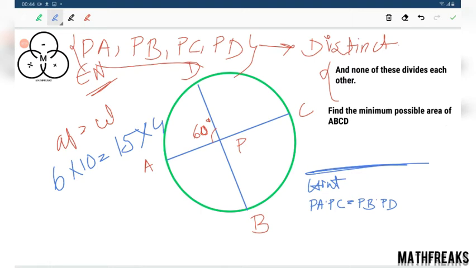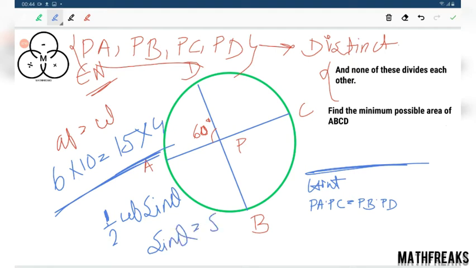Six into 10. This is one satisfying pair. So we just randomly see that 4, 6 like that. And for area, we need to know that area is half ab sine theta. And for sine theta, we also know that sine(180 minus theta).